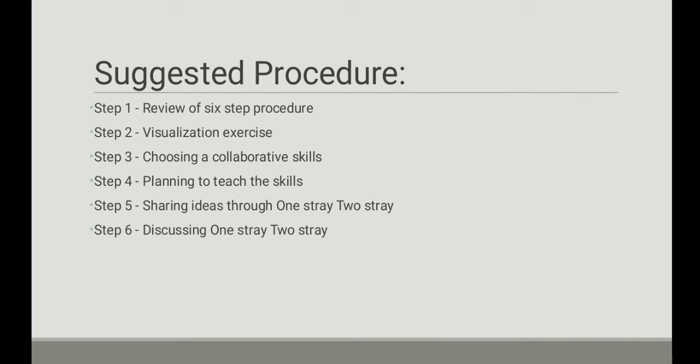Now we move to the suggested procedure. The suggested procedure consists of 6 steps. I will explain them one by one. Step 1. Review of the 6-step procedure. Before doing One Stay Two Stray, we have to review and understand it first.